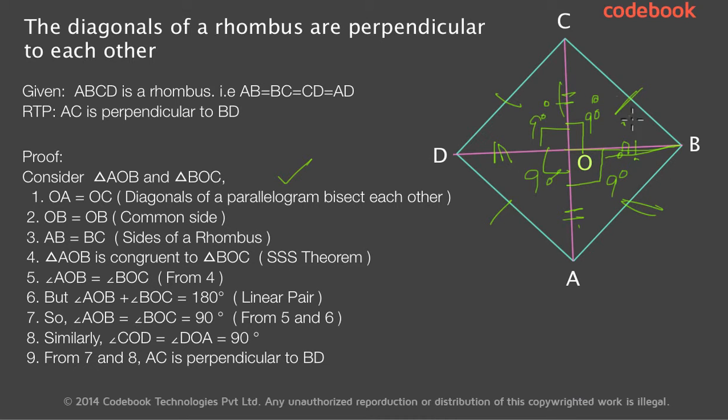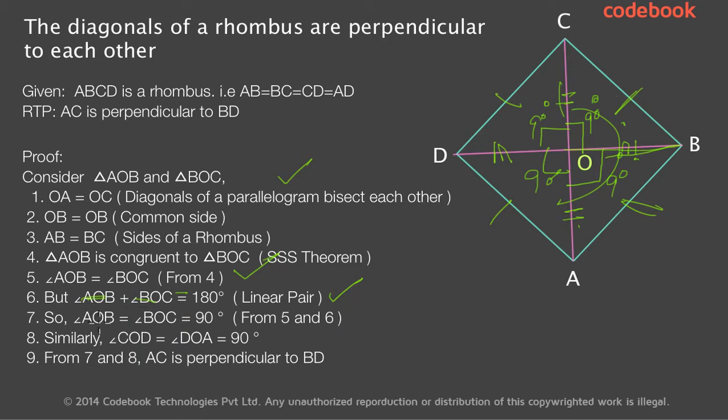So these two triangles are congruent to each other, which means that angle BOC and angle AOB both must be equal to each other, right? Angle AOB and angle BOC, because they are corresponding angles of the two congruent triangles. But we know that angle AOB plus angle BOC is 180 degrees, right? Because that is a straight angle, right? So if you observe, angle AOB and angle BOC sum to 180 degrees, but these two angles are equal.